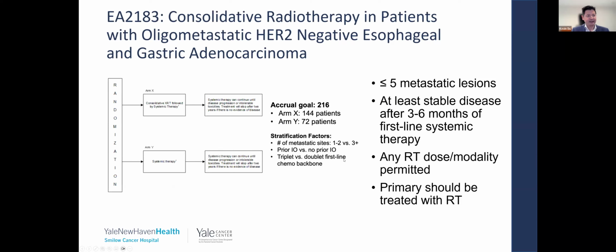And so at Yale, we have this trial open at this point, which is open through the ECOG group, looking at this concept of consolidative radiation in patients with oligometastatic HER2-negative esophageal or gastric cancer, patients with less than 5 metastatic lesions, and at least stable disease with first-line systemic therapy, and then continuing on to radiation treatment to all of the metastatic sites. And this is an international trial and open now for enrollment.